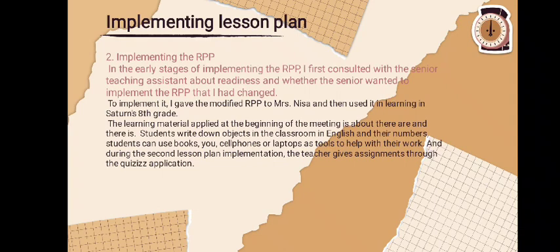Students write down objects in the classroom in English and their numbers. Students can use book, dictionary, handphone, or laptop as tools to help with their work. And during the second lesson plan implementation, the teacher gave assignment to the question application.